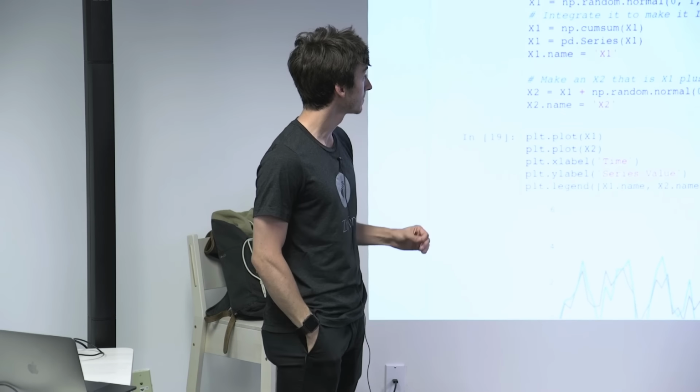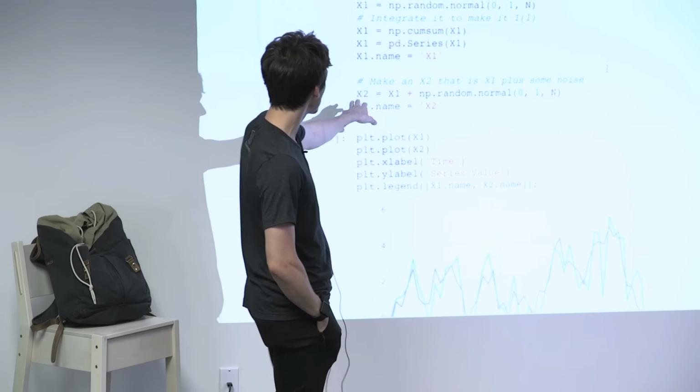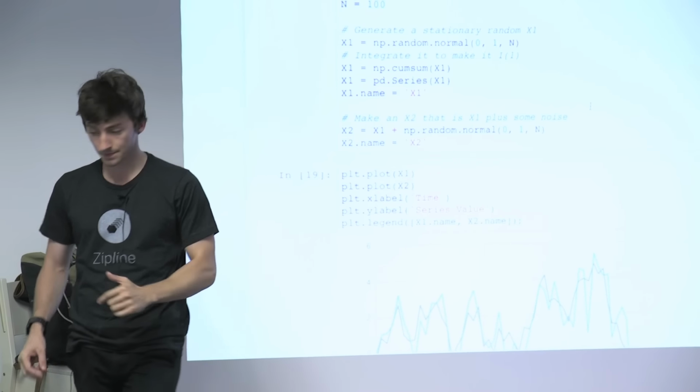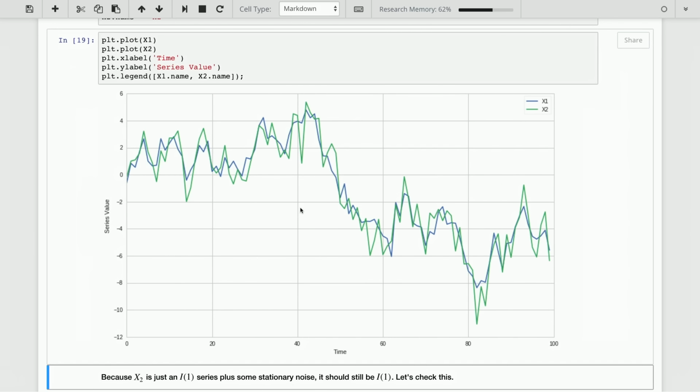Yeah, so we have x1. We generate something that's integrated over 0, something that's stationary. We'll cumulatively sum it to get our price series. And then we'll add some noise. And that's going to be x2. And that's right here. In this particular case, obviously they're going to move together, right? Just because one's the other plus some noise.